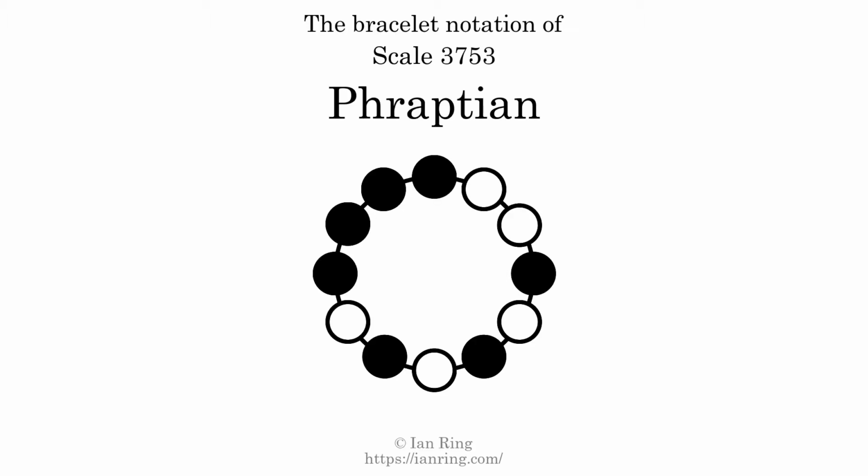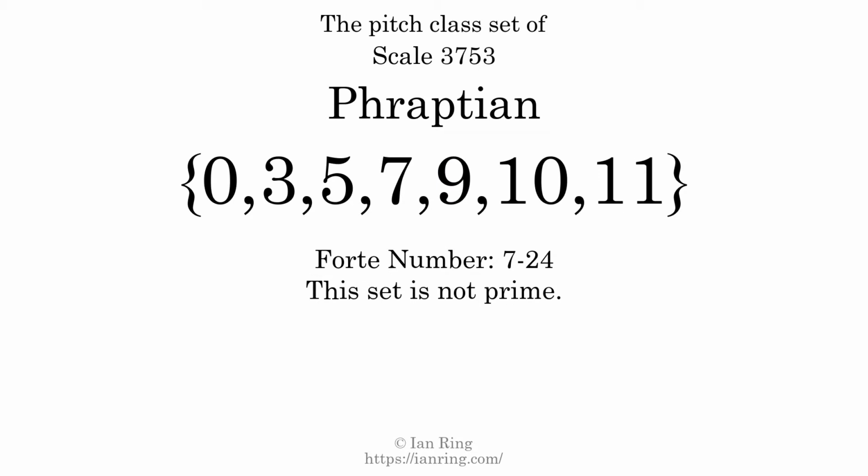This is a bracelet notation diagram of scale 3753. The shaded circles represent tones that appear in the scale, and they are read clockwise, starting at the top. The pitch class set for this scale is 0, 3, 5, 7, 9, 10, 11. The fault class is 724. This set is not prime.